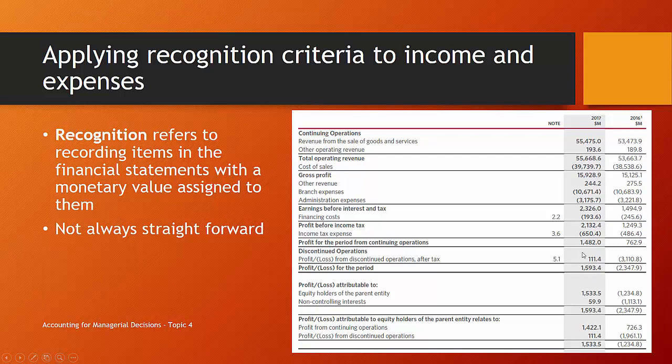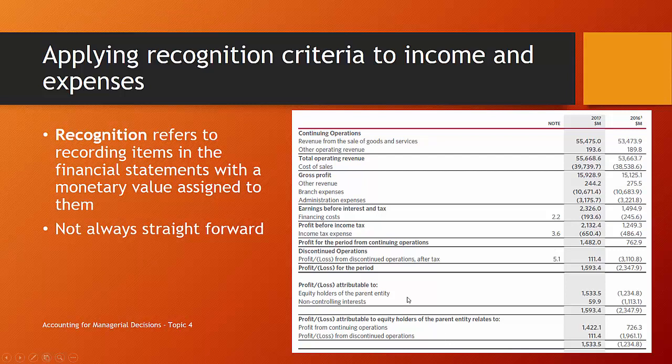The reason why you separate these two out, continuing and discontinued operations, is because if you're making investment decisions and you're using some of this information to help you do that, you want to know what that business looks like going forward. So you want to know what the continuing operations are. The discontinued operations would just mask the actual things which are continuing on. So you want to strip that out.